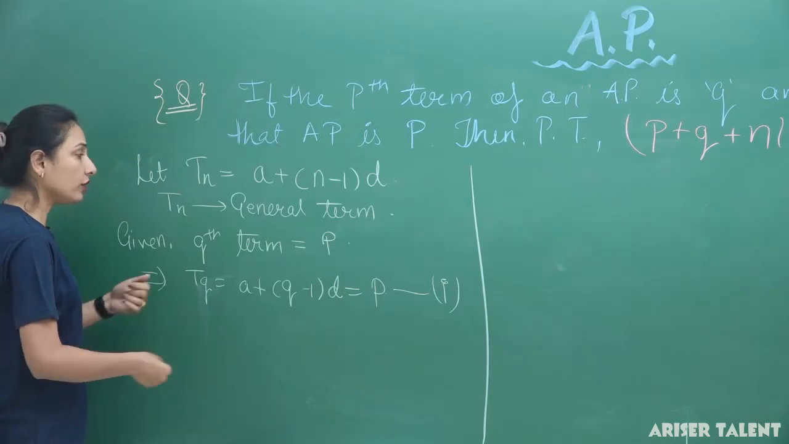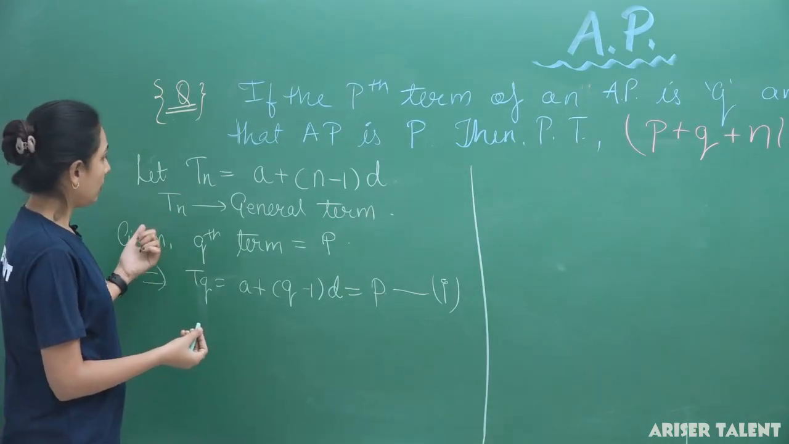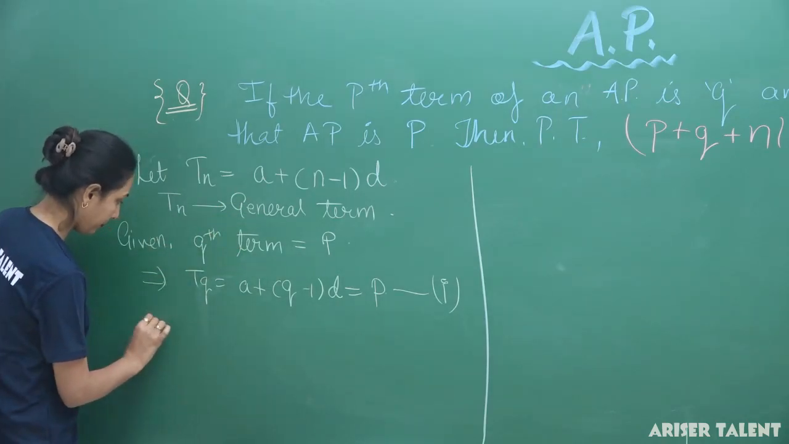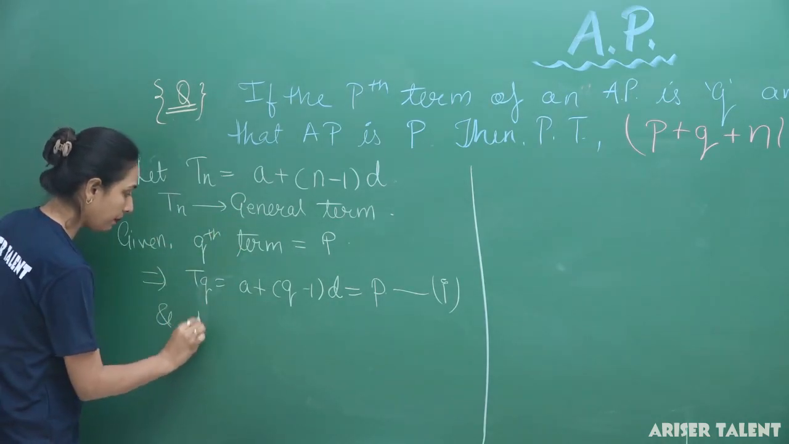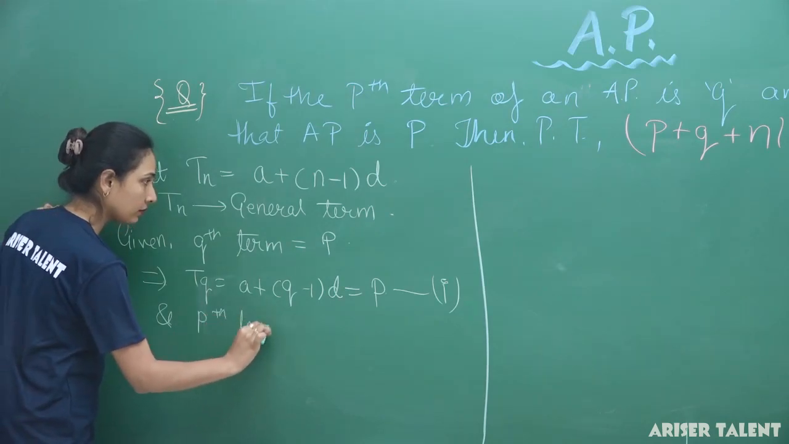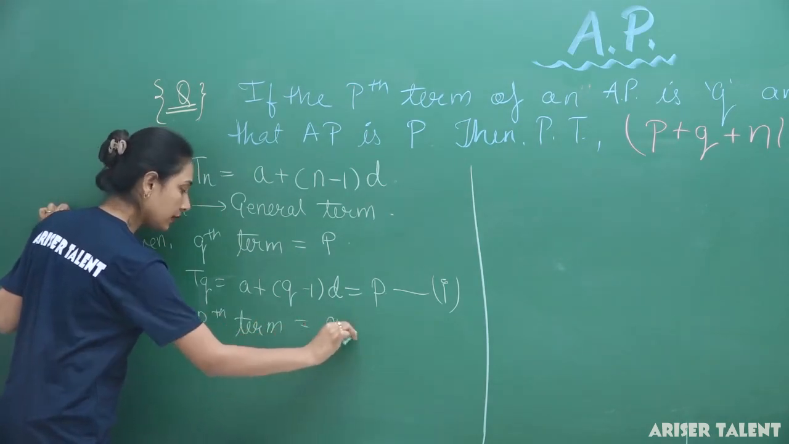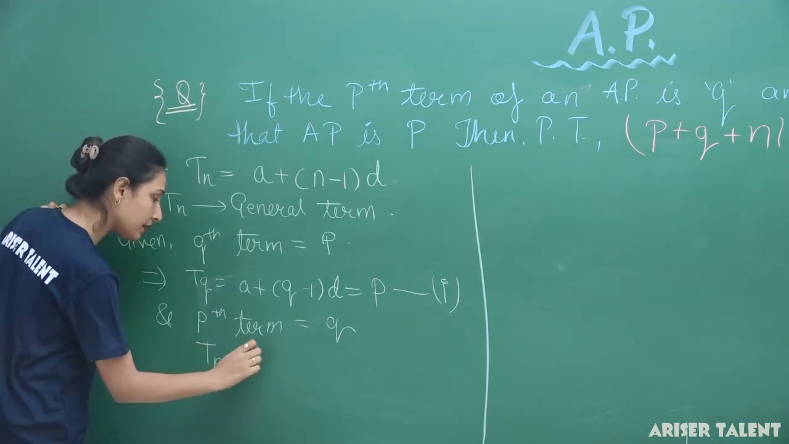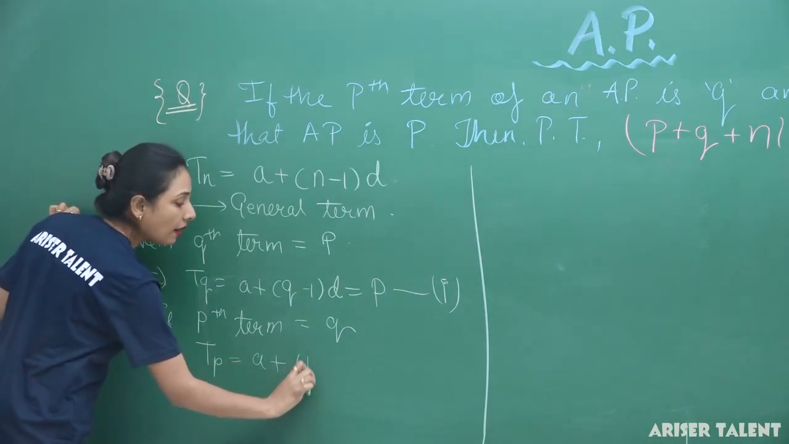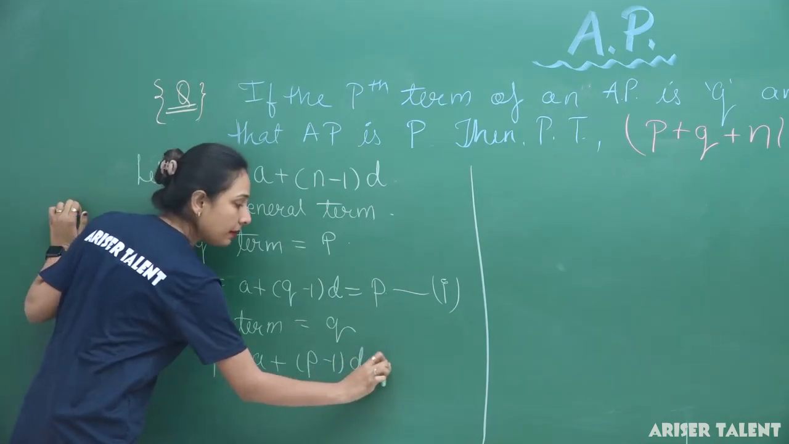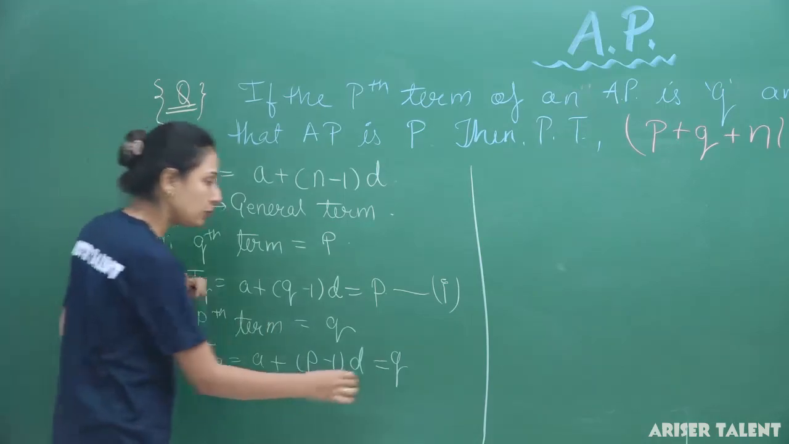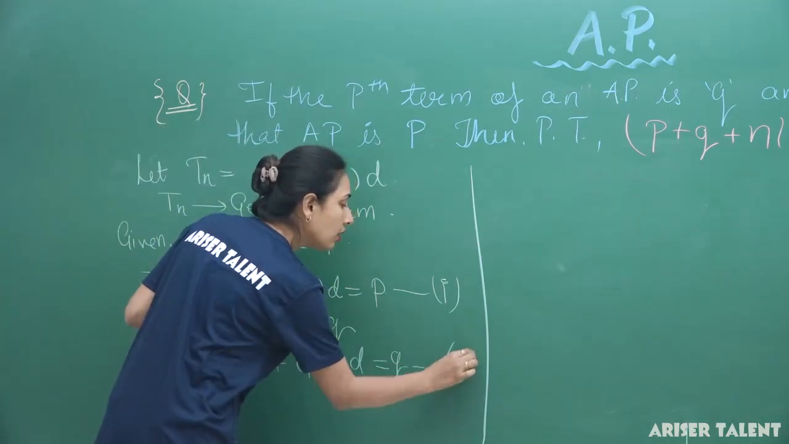Now for the second equation: the pth term of an AP is Q. That means Tp equals Q, and Tp is equal to what, student? Tp is nothing but A plus (P minus 1) D equals Q, right? And that will be assumed as equation 2.